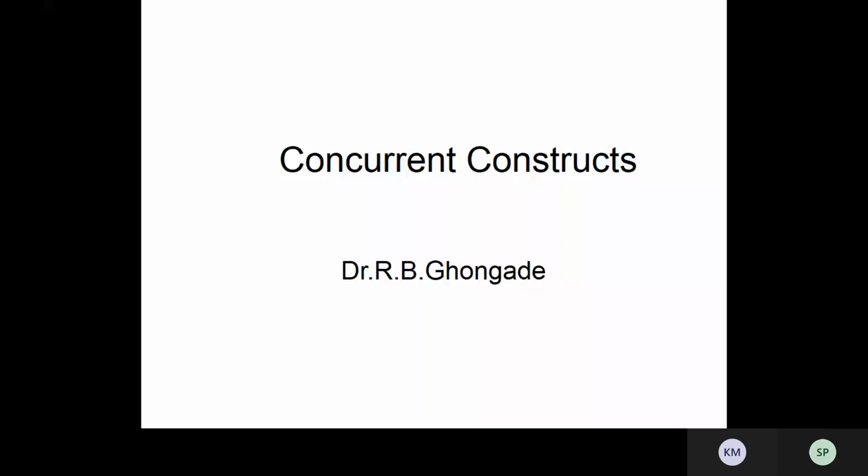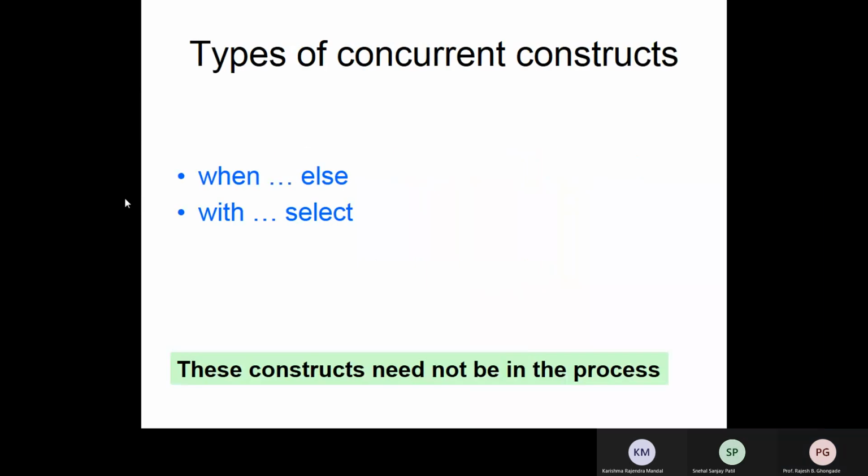Okay, last time we have seen some constructs, some language elements. Now today we will start with the concurrent constructs. I've already spoken about concurrency and the characteristic of VHDL as far as concurrency is concerned. So we'll go into a little bit more detail. What are the various different types of concurrent constructs?